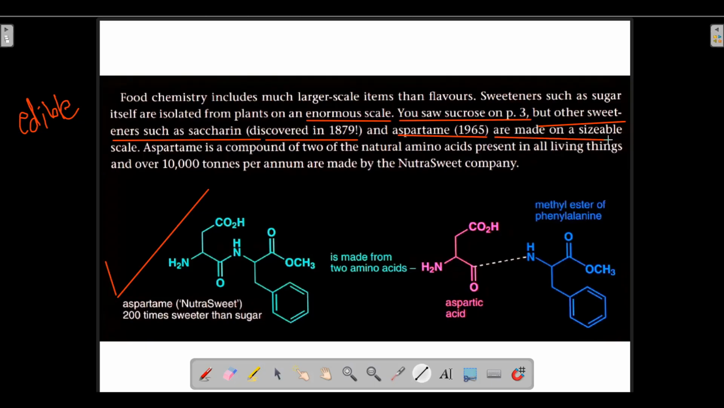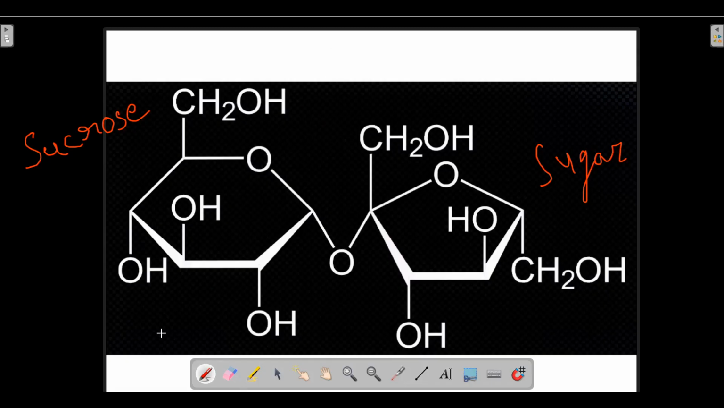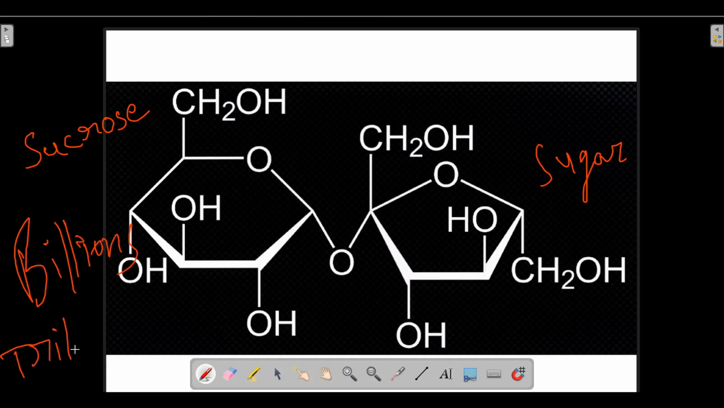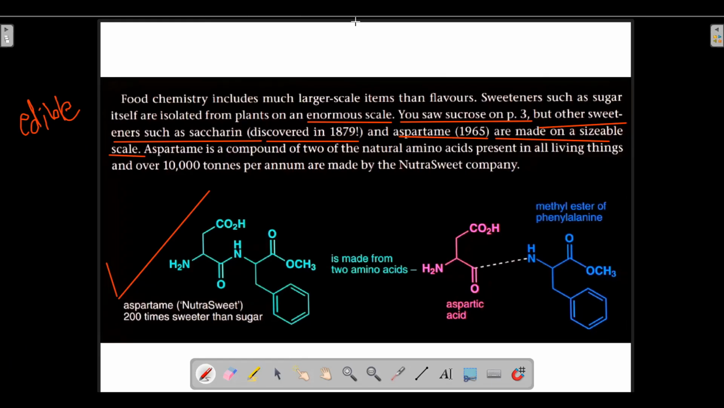They are made on a sizable scale. Although unlike sugar or sucrose, which is manufactured on a scale of billions of tons, other sweeteners are not that common. Other sweeteners like aspartame, whose structure is shown over here, are 200 times sweeter than sugar.